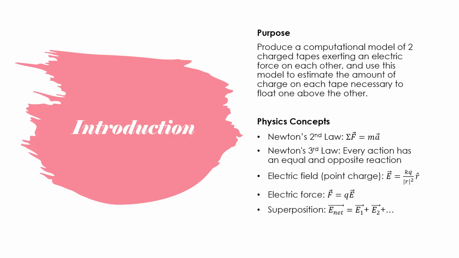So in this lab, we needed to understand Newton's second law, which says that net force equals mass times acceleration. Also Newton's third law, which says that every action has an equal and opposite reaction. We should also understand the electric field of a point charge, which says that the electric field is equal to k times the charge over r squared times r hat. The force, which is the charge times the electric field, and then the superposition principle, which says that at a point, the net electric field can be found by summing up the individual electric fields at that point.